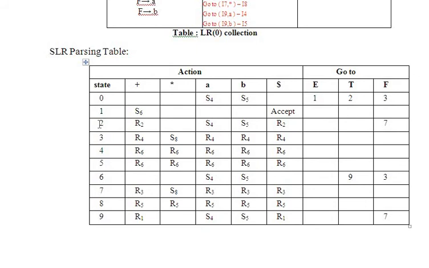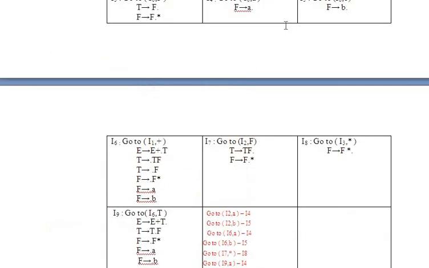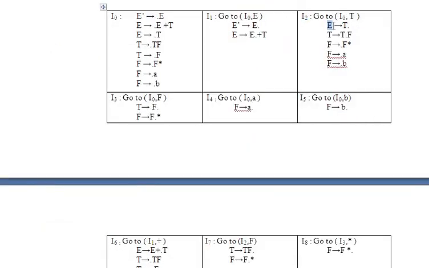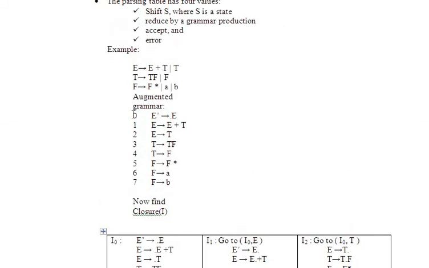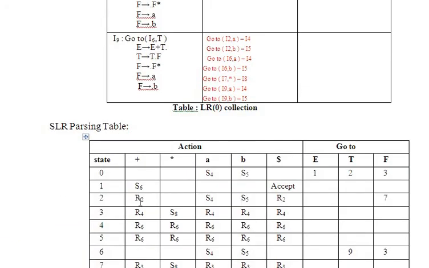At which column do you have to write the reduce entry? For that you have to check the follow of this production. So follow of E is plus and dollar. So in the second row, in plus and dollar, you have to write the reduce entry. Then which number do you have to write here? For that you give numbers to the augmented grammar and see at which position this production is given. Second position, E gives T. So you have to write R2.